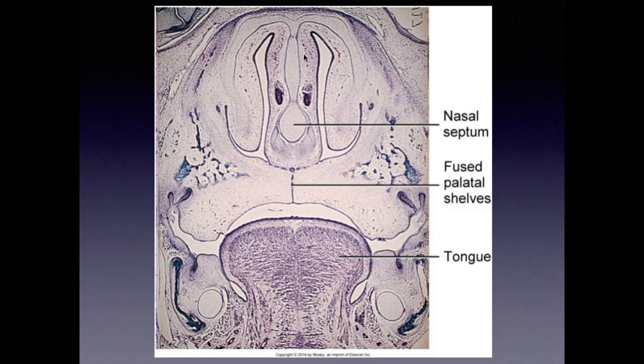Our nasal septum is in the middle, fused palatal shelves, and then now this is our oral cavity with our tongue, and this would be the bone that's forming on each side of the tongue in the mandible, and eventually the bone will form in here.